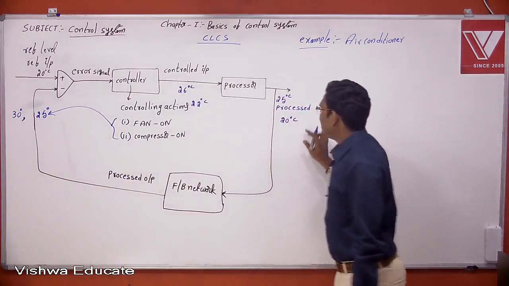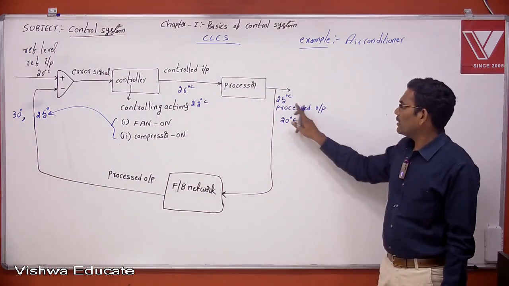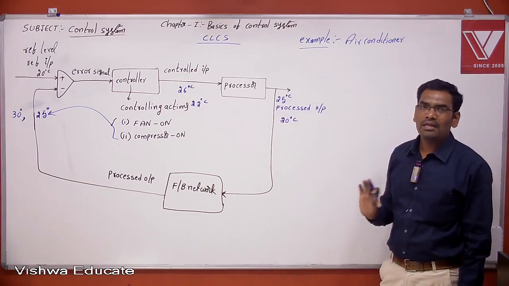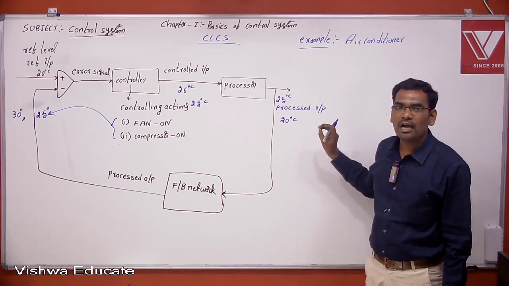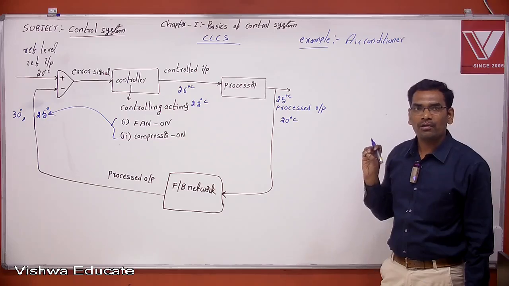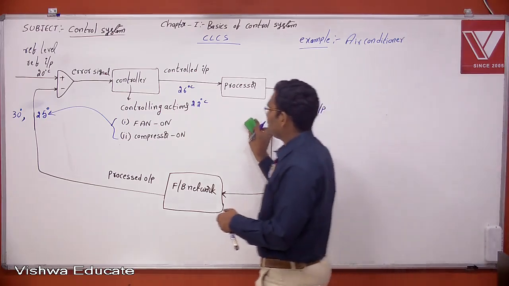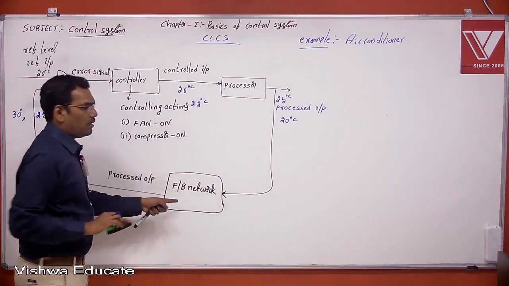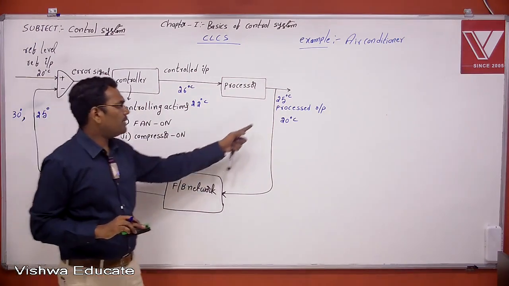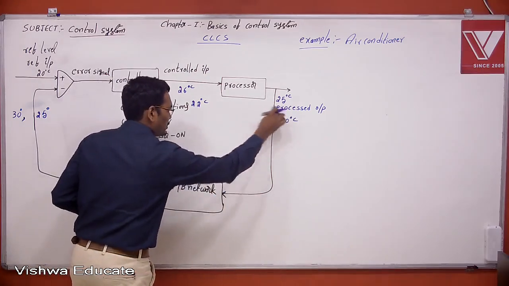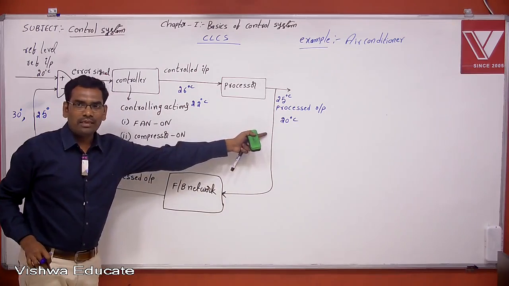Is this 20 degrees centigrade the desired output, or not? No, this is just a processed output only. Why am I saying this is a processed output? Because here one network is available. This is a sensor. It continuously senses the temperature. What is the temperature now? This processed output is nothing but 20 degrees centigrade.